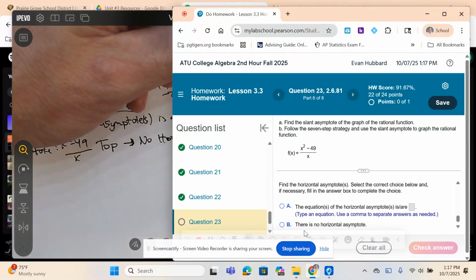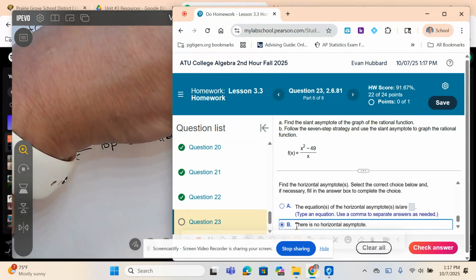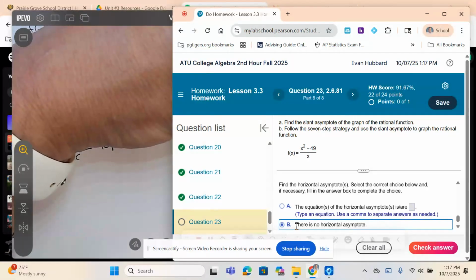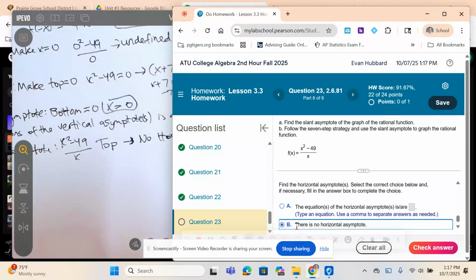So there is no horizontal asymptote. There is no horizontal asymptote. Okay.